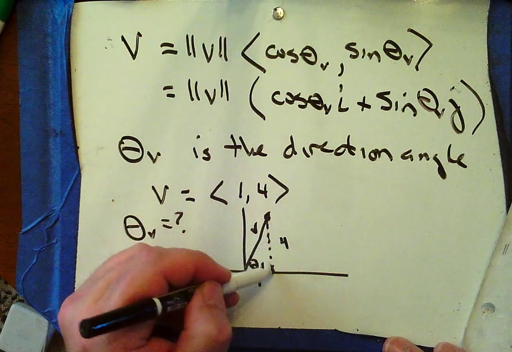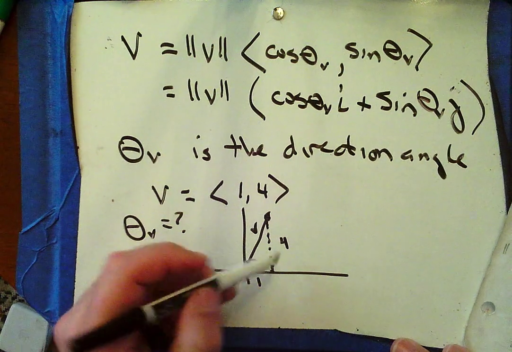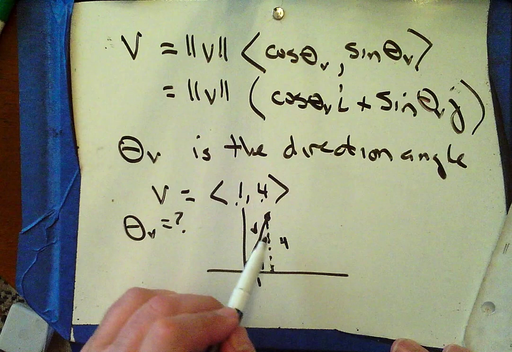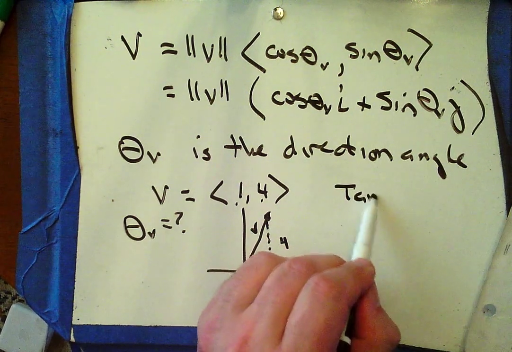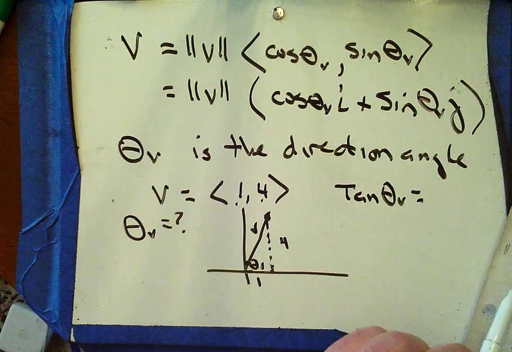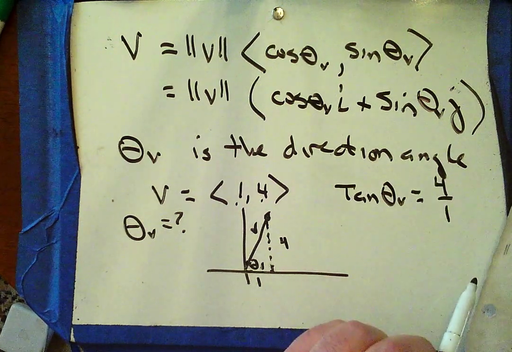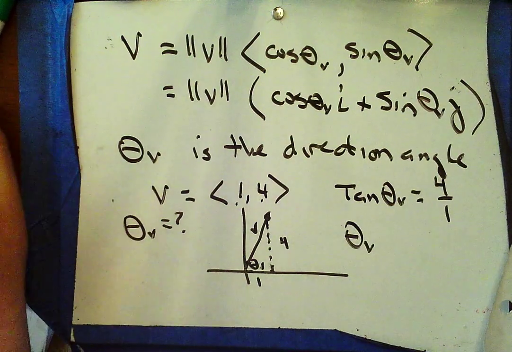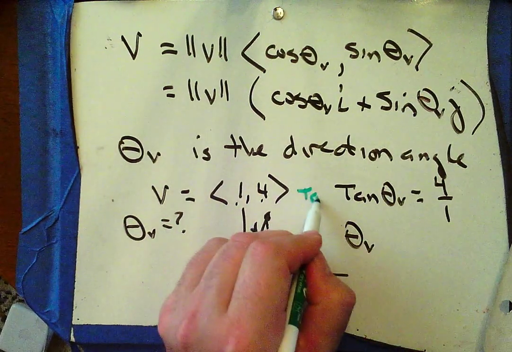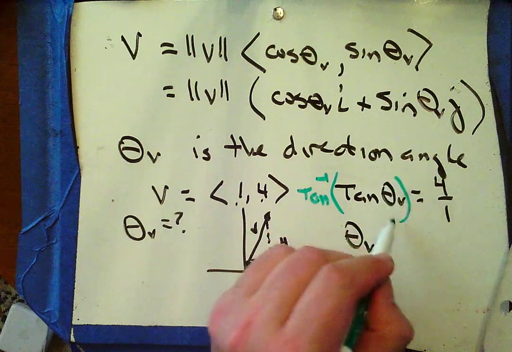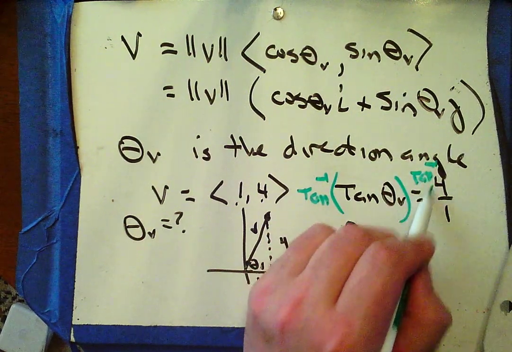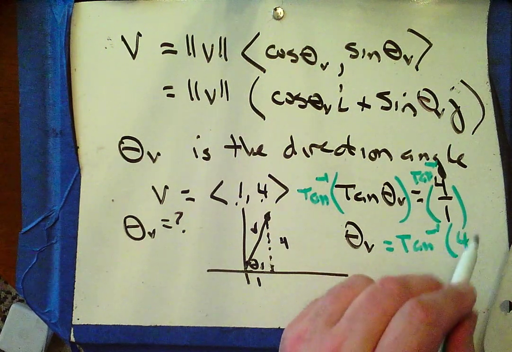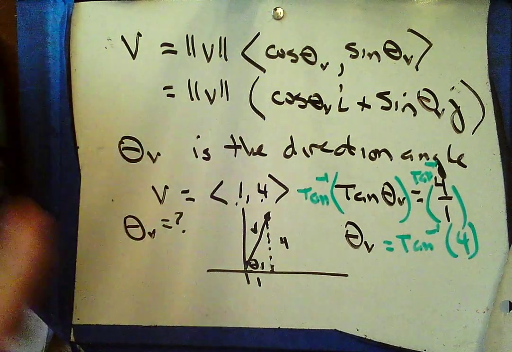Well, I see here a convenient right triangle, and I've got two sides. I always have the opposite and the adjacent, so I'm always going to be using tangent theta v equals, in this case, 4 over 1. If I want to find theta v, I'm going to need to do the inverse tangent of both sides of this equation. Remember, inverse trig functions undo trig functions. So theta v equals tangent inverse of 4. I would then pull out my calculator.